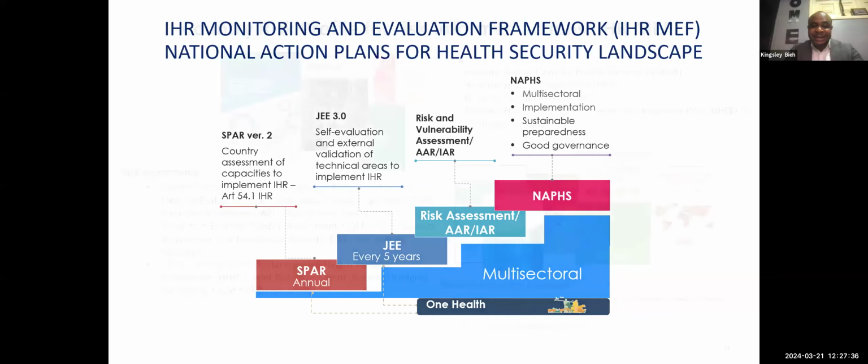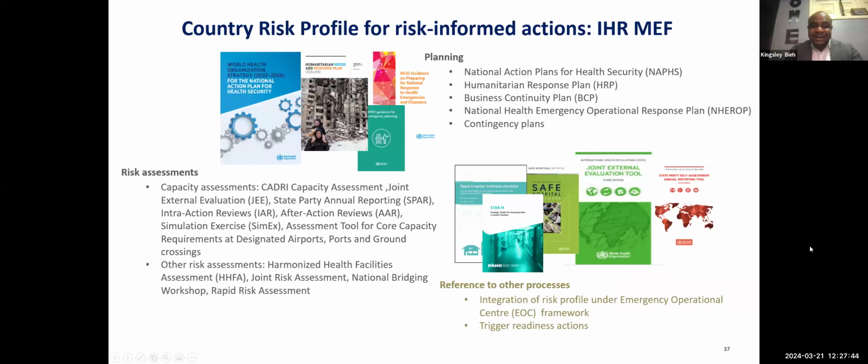Next slide. For this slide, I wouldn't want to take much time. What I want to share here is the risk assessment and evaluation framework. Next.